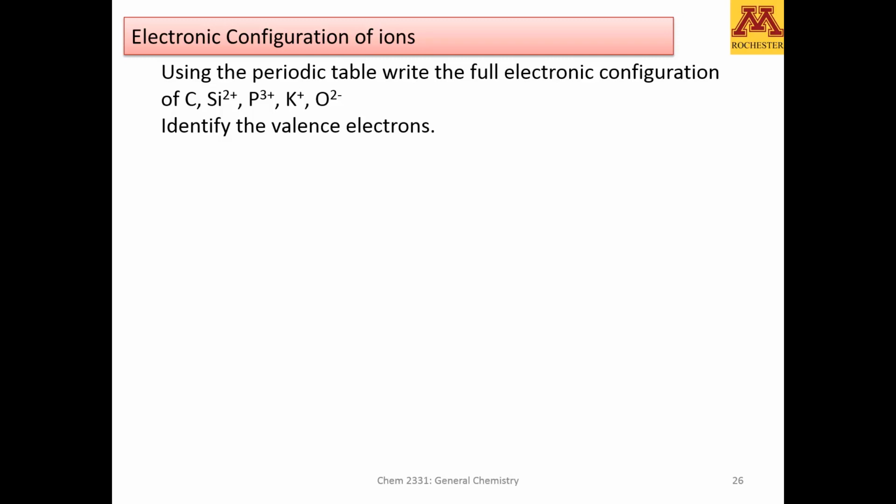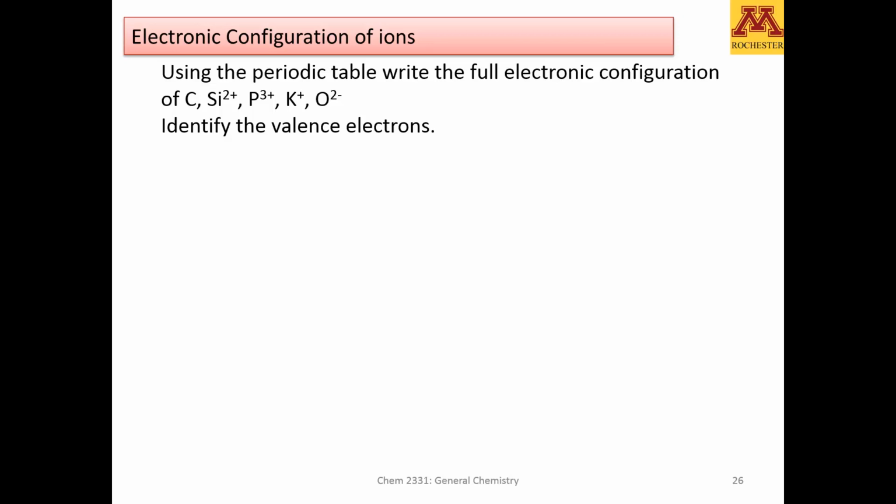We have talked about the electronic configuration of atoms, and in all cases the atoms were neutral. However, sometimes it may be useful to look at the electronic configuration of ions, in which the number of electrons is not the same as the number of protons, because this will tell you a lot about the reactivity. Let me give you an example.